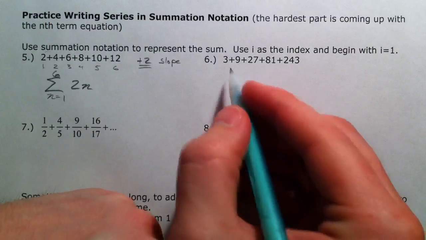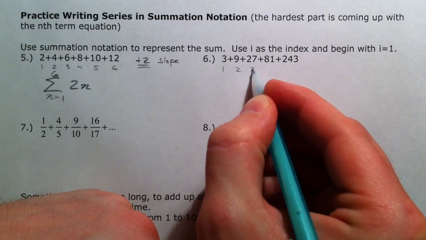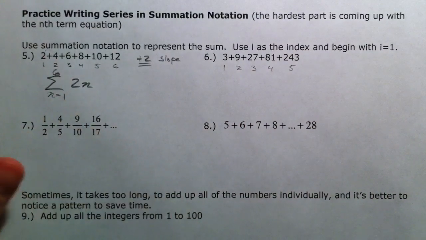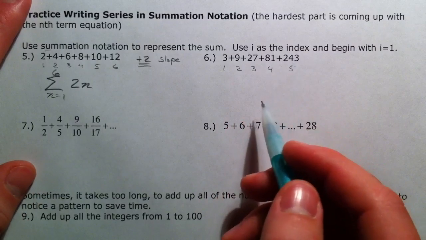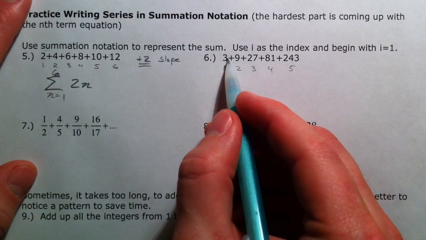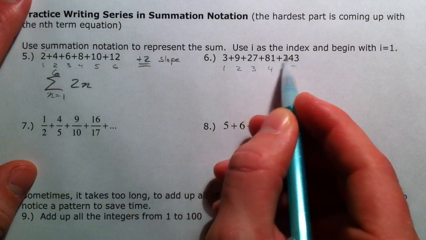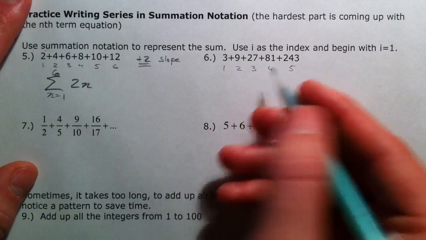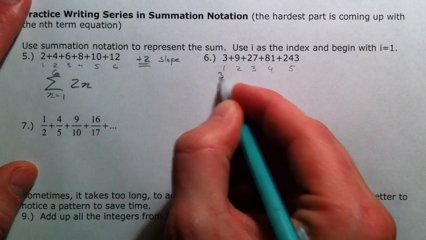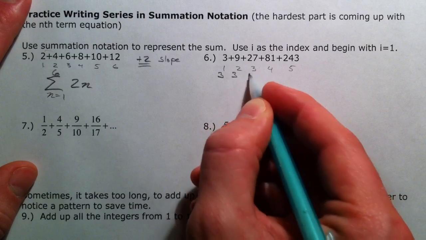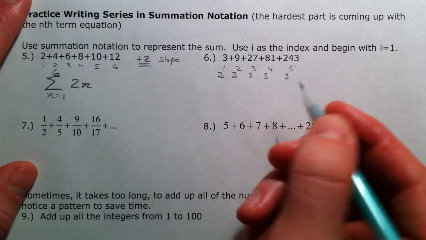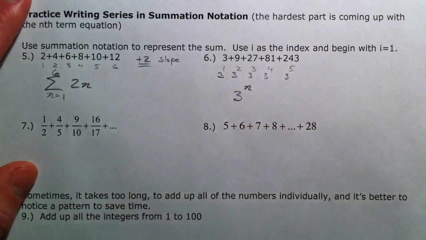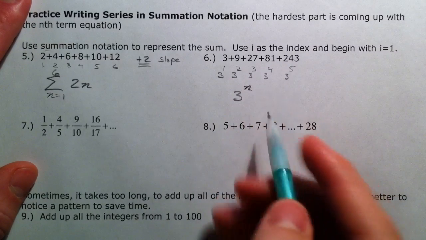Let's try another. So, 1, 2, 3, 4, 5. So this one takes noticing, okay, what do 3, 9, 27, 81, 243 have in common? Well, if you keep multiplying by 3, or you see all of these are powers of 3, this is 3 to the first power, 3 to the second, 3 to the third, 3 to the fourth, 3 to the fifth. And so really it's just 3 to whatever power n is.